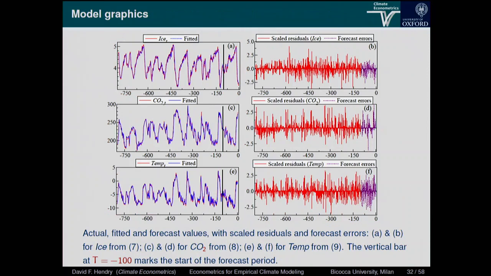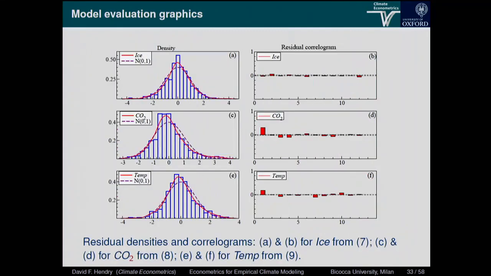And this is what the data for the variables look like. The left column is ice, CO2, and temperature. The right column is the residuals, and then the forecast errors, which I'll talk about immediately. These are the model evaluation graphics. It's quite close to normal, a little bit discrepancy for CO2, but you'd expect that after IIS. Residual correlogram's completely flat for ice. There's a little bump. It looks like CO2 depends on CO2 lagged 2,000 years, which is interesting because it's supposed to be taken out of the atmosphere much more rapidly than that, but the data says not. And then temperature is pretty flat as well.